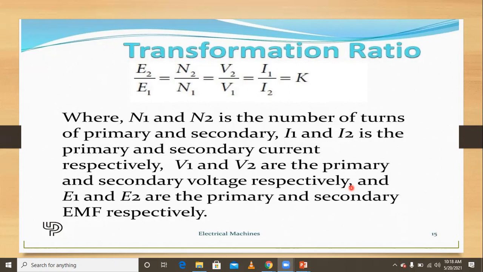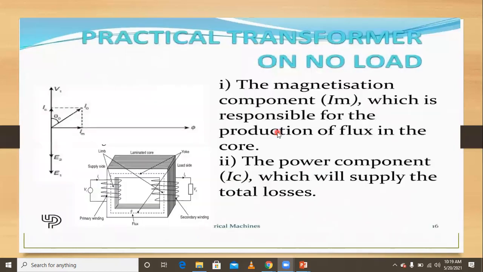This is about the transformation ratio. Try to remember that the transformation ratio is different from the turns ratio. The transformation ratio is N2 by N1, and the turns ratio is N1 by N2. The transformation ratio K is equal to N2 by N1, V2 by V1, I1 by I2, or E2 by E1. The turns ratio is exactly the opposite: N1 by N2, V1 by V2, I2 by I1, and E1 by E2. This is about the transformation ratio of the transformer.